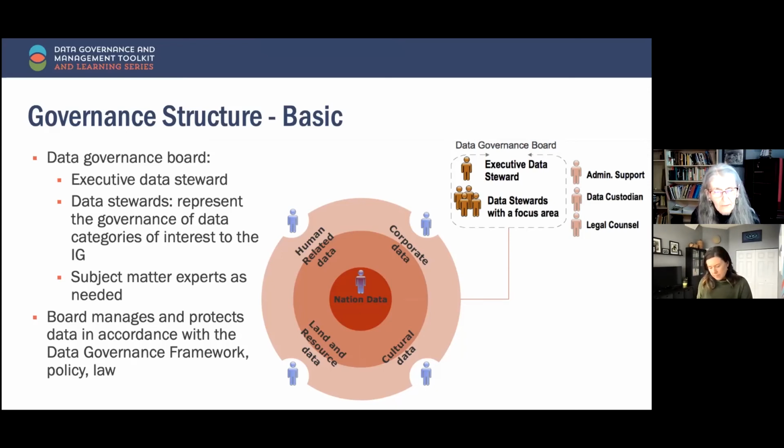The model we have on the screen is a distributed data steward model, whereby there would be data stewards that would represent different categories of data interest. And here it's corporate, cultural, land and resource, and human related data, just for examples. So the data stewards, they don't own the data, but they're trusted to oversee it. And they are a link. They're often the link between someone who may want your data within your own government or outside, and the data governance board, the executive data steward, and the board.